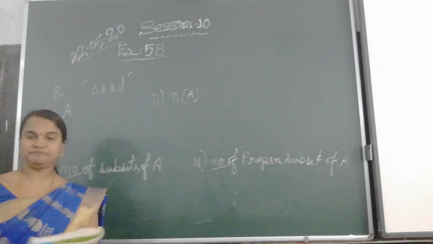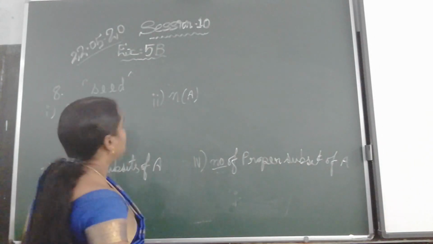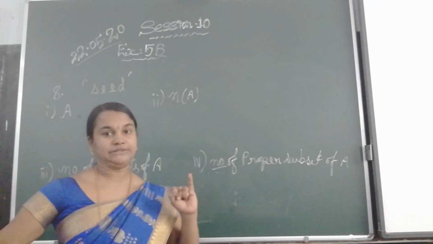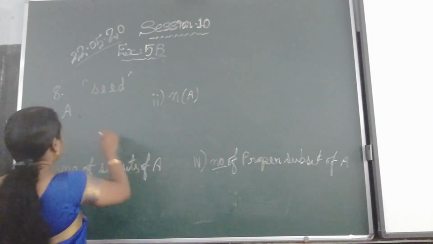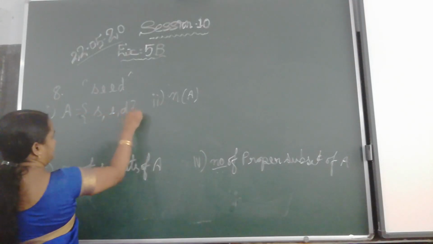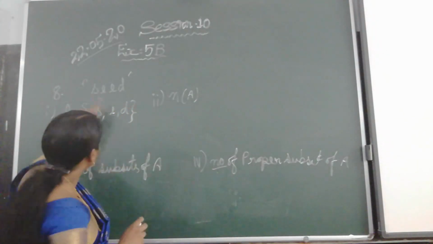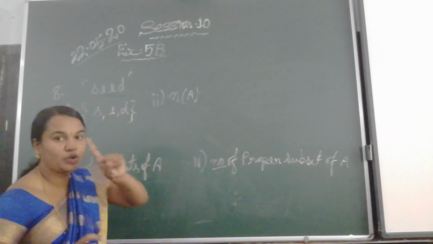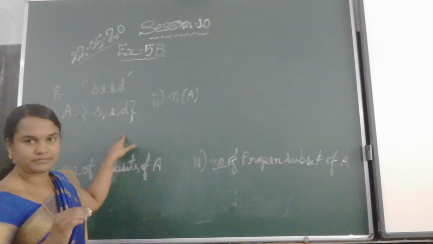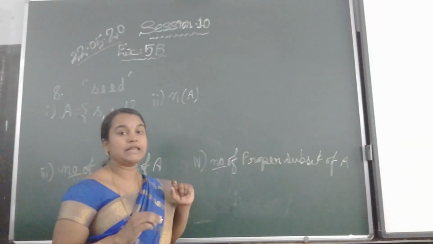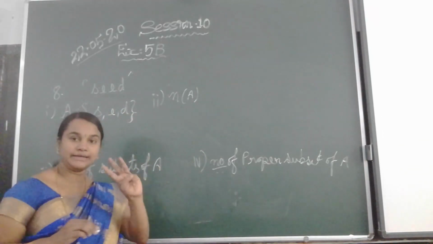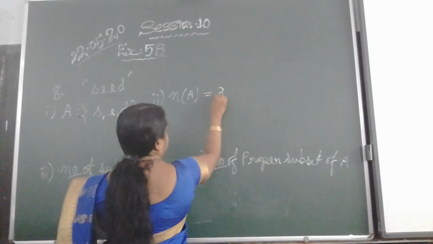Now children, here we know that in a set, I told you, repetition we won't take; only a single attempt of each term we will take. So A is the set of S, E, T. Because E is repeated twice, only one E we will take. That means A is {S, E, T}. Now the cardinal number: how many elements are there? 1, 2, 3. So the cardinal number is 3.